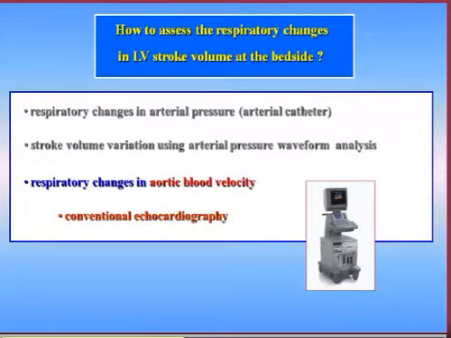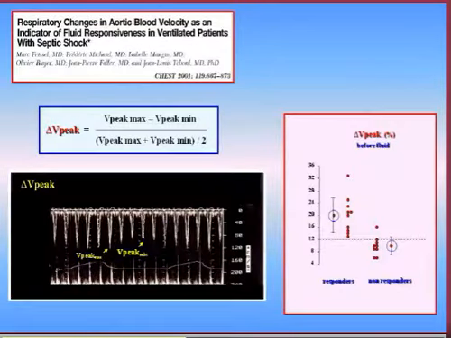We can also assess stroke volume variation using respiratory changes in aortic blood velocity using conventional echocardiography. For example, in this study by Feissel and co-workers, we proposed to use the delta V peak, which is the peak of velocity of the aortic Doppler measured at the level of the aortic annulus. And we found a good prediction with this index.